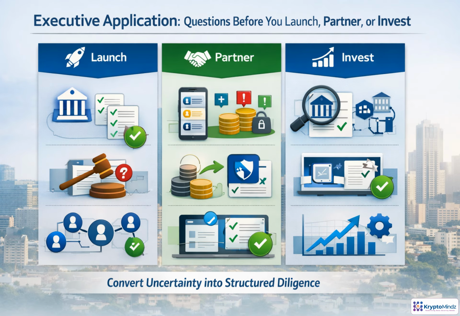Before you launch, partner, or invest, convert regulatory uncertainty into structured diligence. Start by identifying the asset classification, the responsible regulator, and whether issuance, custody, trading, and settlement are permitted. Then test each counterparty. What licenses do they hold? What controls protect customers? And what disclosures are required? Finally, translate those answers into business decisions. If the rules are clear, proceed with defined obligations. If they are unclear, adjust scope, add safeguards, or pause. Market structure is useful because it turns legal ambiguity into practical go, no-go, and risk allocation decisions.